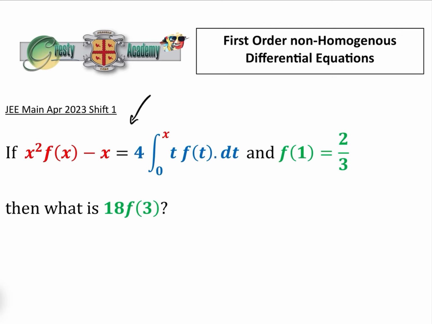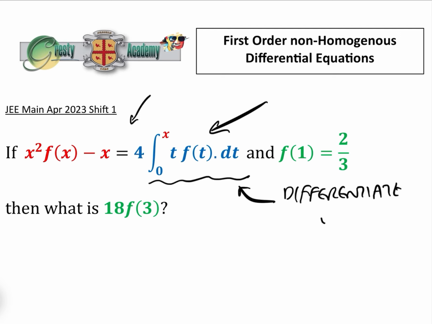So the question is: if x squared f of x minus x equals 4 times the integral between 0 and x of t f of t dt, and f of 1 is 2/3, what is 18 f of 3? Now, we've already discussed this in our video on the Fundamental Theorem of Calculus, where we said that whenever you see this, it screams differentiate me. Which is exactly what we're going to do, and this is one of the easy forms of differentiation because it's between a constant and x.